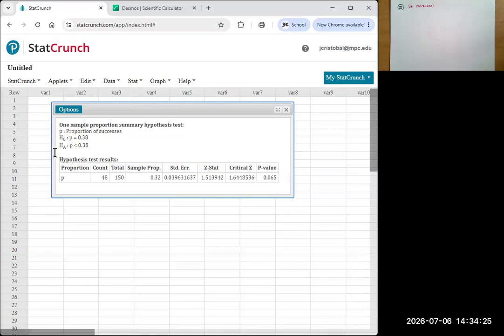Null hypothesis, alternative hypothesis, right? So just copying that down for step 1. We're looking for proportion. There's the count, that's our number of successes, X. Total, your sample size, N. Sample proportion, there's our P hat. Standard error, that's the standard deviation if we're going to use it, but we don't need that, right? Our Z-stat, that is our test statistic, right?